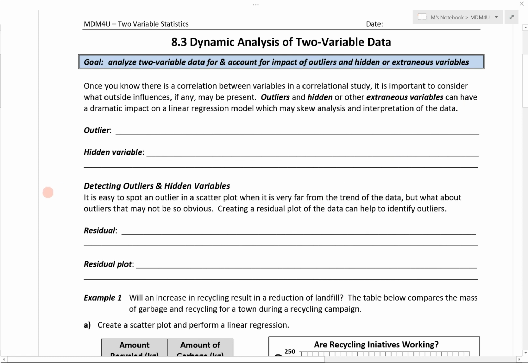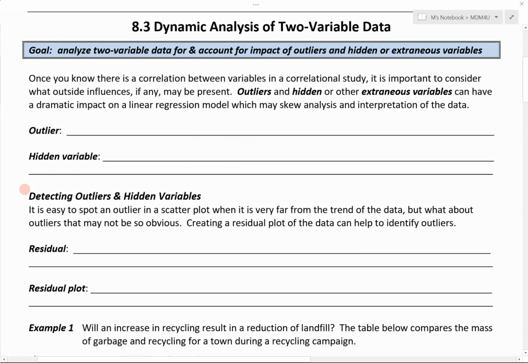8.3 Dynamic analysis of two variable data. So the goal here is to analyze two variable data and account for the impact of outliers and hidden or extraneous variables. Once you know there is a correlation between variables in a correlational study, it is important to consider what outside influences, if any, may be present. Outliers and hidden or other extraneous variables can have a dramatic impact on a linear regression model, which may skew analysis and interpretation of the data.